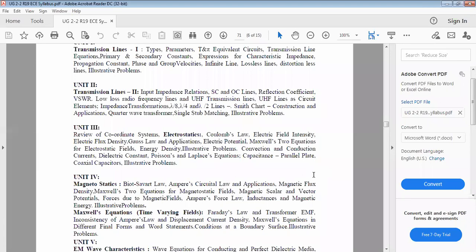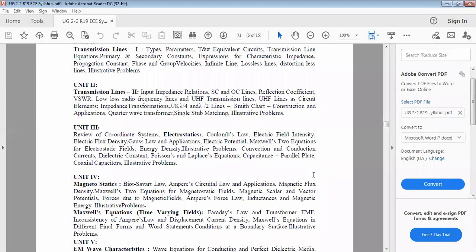There we deal with Maxwell's 2 equations for electrostatic fields. Here, Maxwell's 2 equations for magnetostatic fields. Similarly, here scalar and vector potentials. Forces due to the magnetic fields, Ampere force law. Here we deal with inductance. Inductor, inductance, and magnetic energy, and related problems.